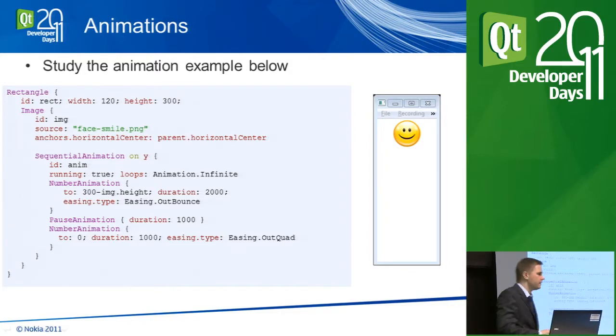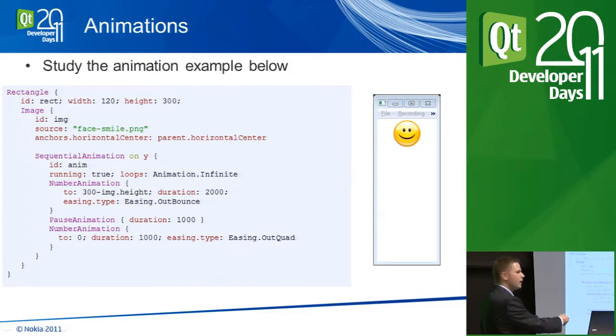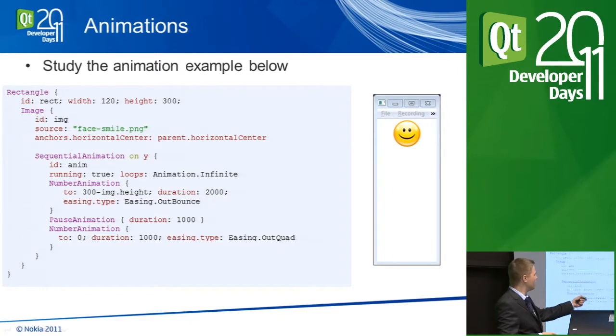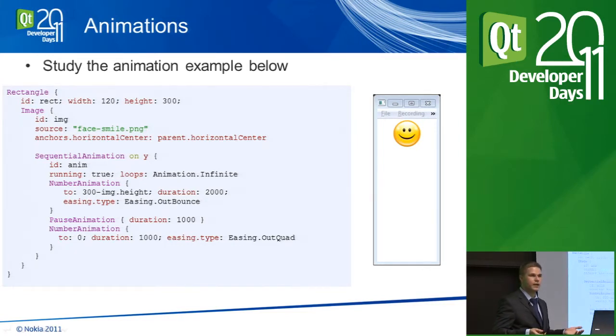For example, if we have a view like this, and we have a nice smiley face image in there, and we want to move the image from the top of the view to the bottom of the view, and we want to animate that transition, we can use animation for doing that. How do we do that?